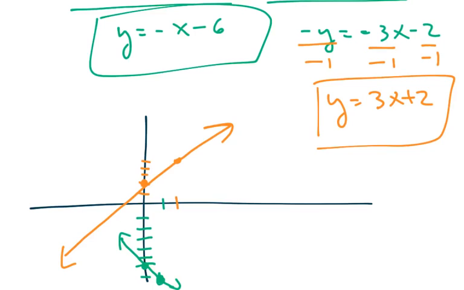Now keep in mind, I said up 3 over 2, didn't I? My bad. The slope is 3 over 1, so I should be going, one second please, up 3 over 1. So it should be a little bit steeper.